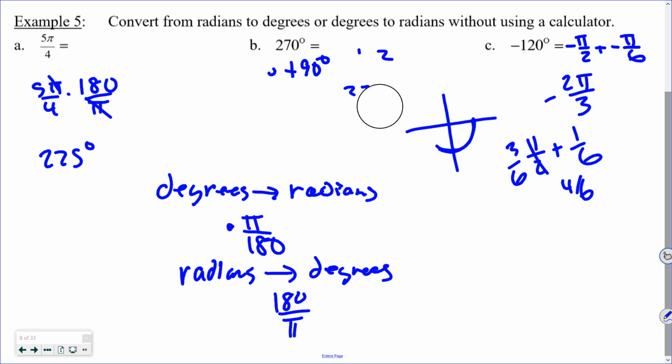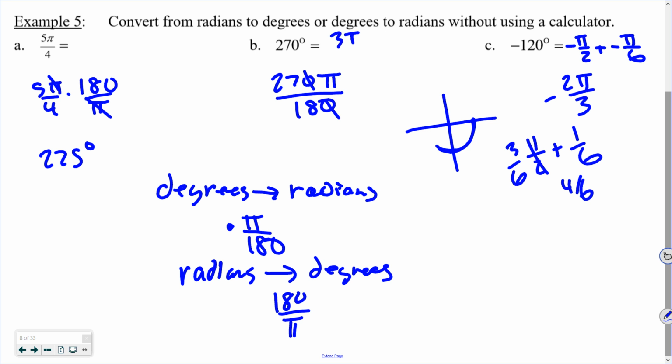270, that one's in degrees also. So we go 270 times pi over 180. You can cancel out the zeros. I have 27 over 18. Divide both of those by 9, just reduce it. And you end up with 3 pi over 2.